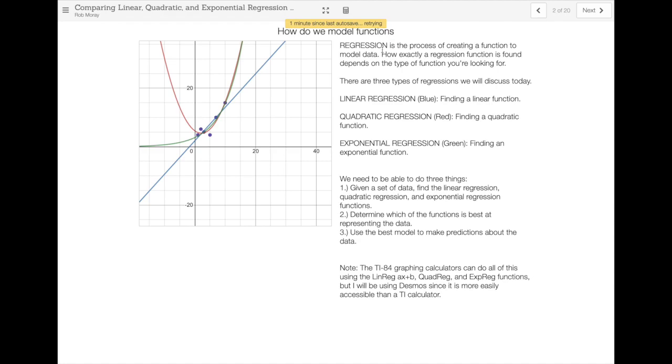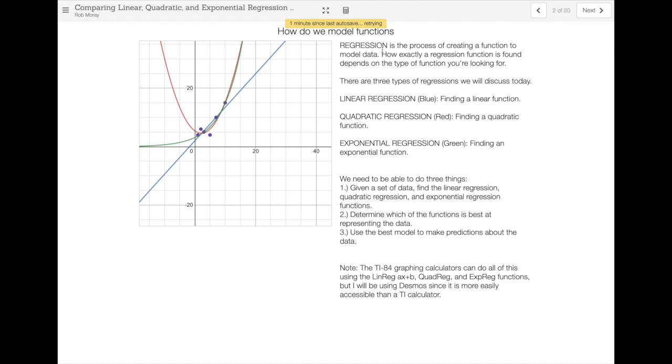Okay. Now, ordinarily, if we were in school, I would talk to you about how to use the TI graphing calculator to do linreg, quadreg, and expreg. Unfortunately, that's not something that's available to everyone. I encourage you to investigate this on your graphing calculator. And in the Google Doc, I believe I put some notes on how to do that.